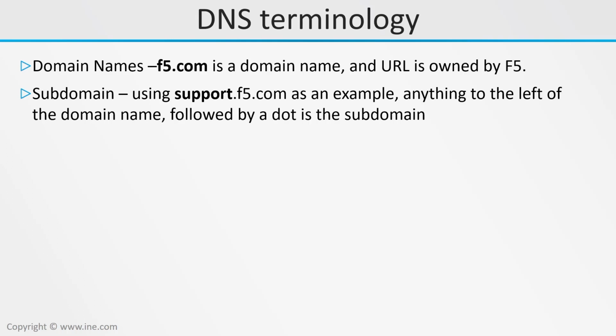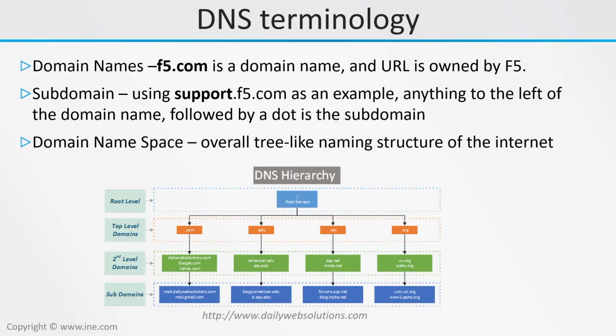And it's anything to the left of the domain name followed by a dot. The domain namespace is really a tree-like structure for responding to names over the internet. So again, it starts at the top at the root level, goes to the top level domains .com, .edu, .net, or .org, etc. Then it goes to the second level domains. In our example, this was f5.com or google.com, etc. And if it needs to go even further, then it'll send queries for the subdomains like mail.gmail.com or support.f5.com.